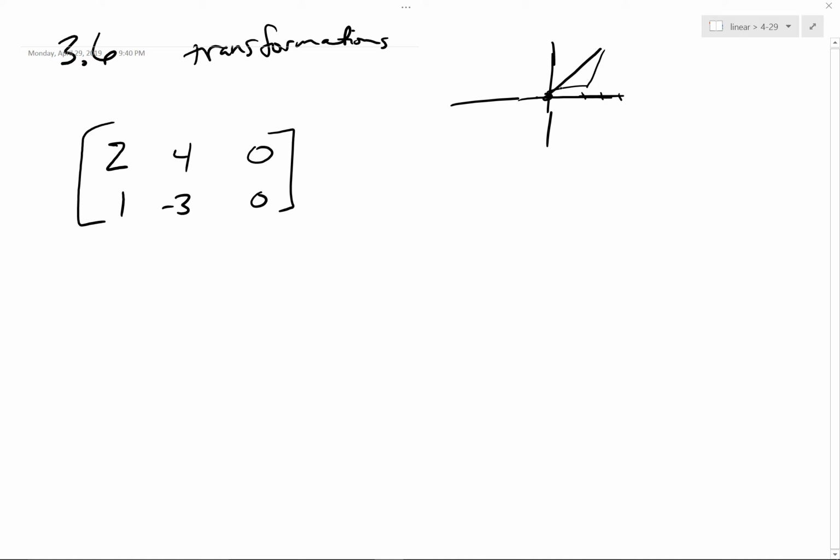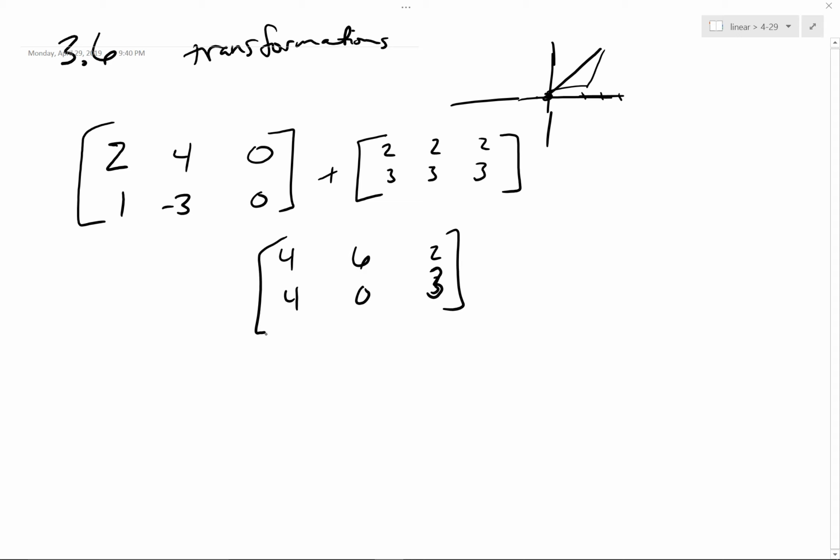Now, what I want to do to this triangle is move it. How could I move it? Well, I could add something to it, for instance, 2, 3, 2, 3, 2, 3. What would that do to it? It would shift. So it would be at 4, 4, at 6, 0, and at 2, 3. The idea is that it would just move everything to the right 2 and up 3. So my same triangle would be shifted up and over like that, right?